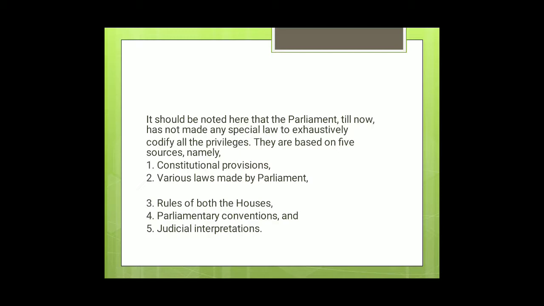It should be noted here that Parliament till now has not made any special law to exhaustively codify all the privileges. So no special law has been made. They are only based on 5 sources: constitutional provisions, which I have told you, 105 and 194, then various laws made by Parliament, then rules of both the houses, parliamentary conventions, and judicial interpretation. So that's it on the Parliament privileges, and I also add breach of privilege and contempt of house.